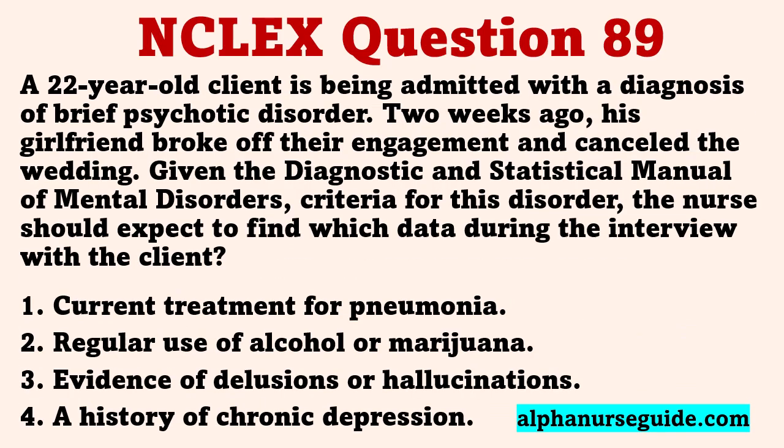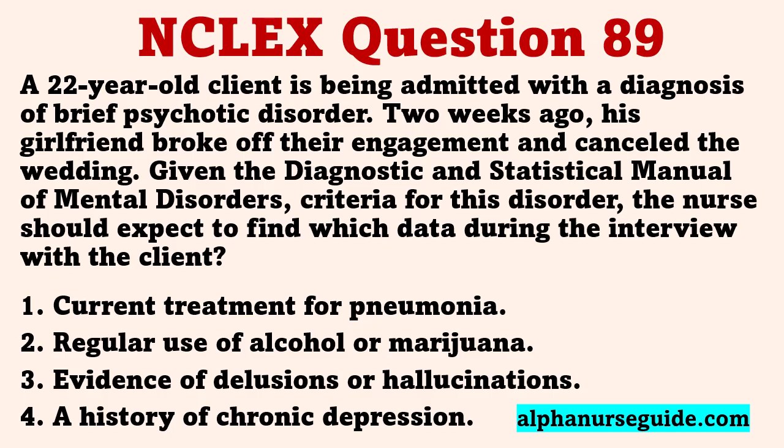A 22-year-old client is being admitted with a diagnosis of brief psychotic disorder. 2 weeks ago, his girlfriend broke off their engagement and canceled the wedding. Given the Diagnostic and Statistical Manual of Mental Disorders criteria for this disorder, the nurse should expect to find which data during the interview with the client? 1. Current treatment for pneumonia. 2. Regular use of alcohol or marijuana. 3. Evidence of delusions or hallucinations. 4. A history of chronic depression.